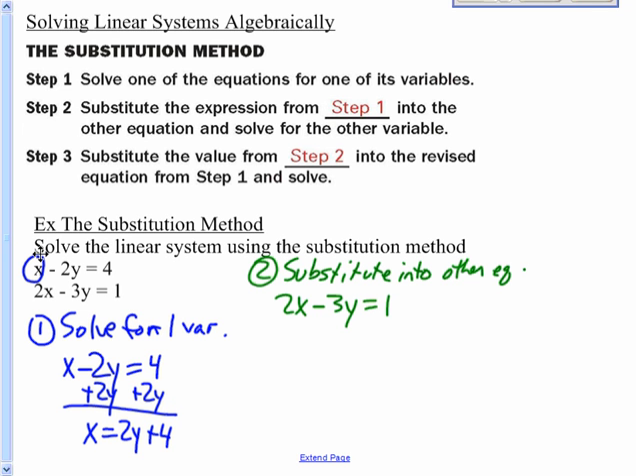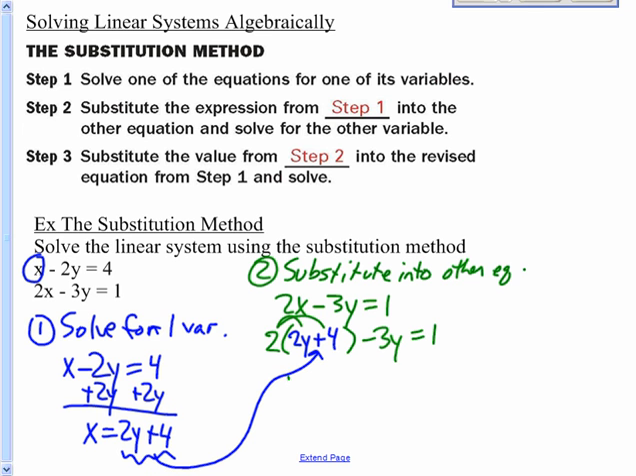Okay, so here's the other equation, 2x minus 3y equals 1. And I go ahead and plug that x value in there. So 2 times, now I got this new x value, because you notice x is equal to 2y plus 4, so that's going to go right there. 2y plus 4 goes in for x. And now you notice we have one equation here and only one variable. I'm just left with y's. Okay, so this now becomes solvable for y.